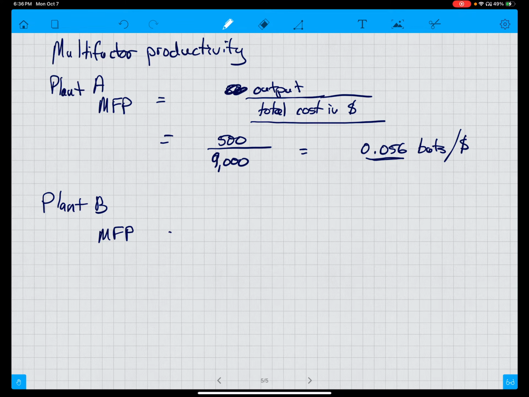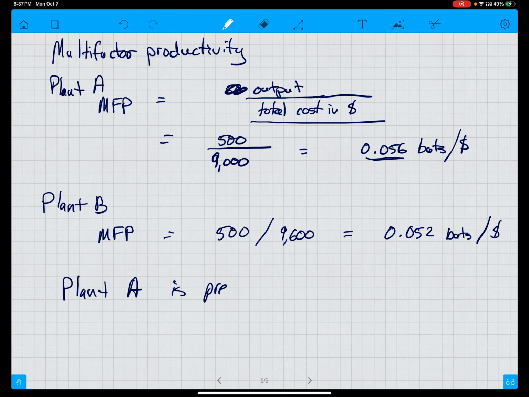Multi-factor productivity is equal to 500 bats divided by $9,600, which is 0.052 bats per dollar. In this case, both of the plants could produce the same number of bats. So you could have looked at just the dollars and said plant B is less productive than plant A. But if we had different levels of output, which is an easy thing to add, then we would have had to do the calculations just like we did. So again, in this case, plant A is preferred.